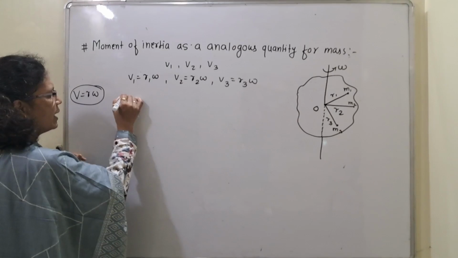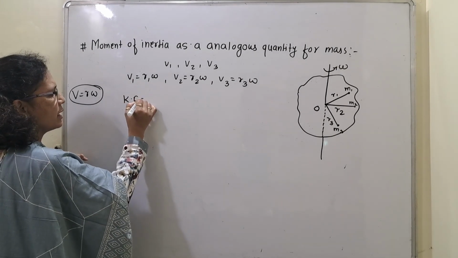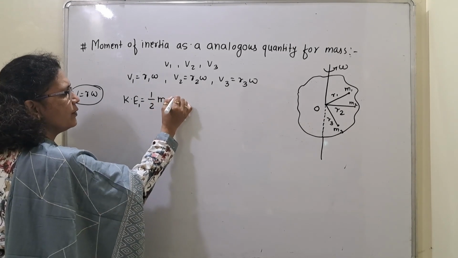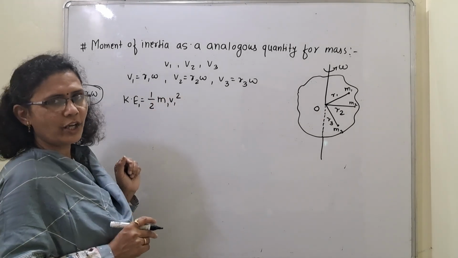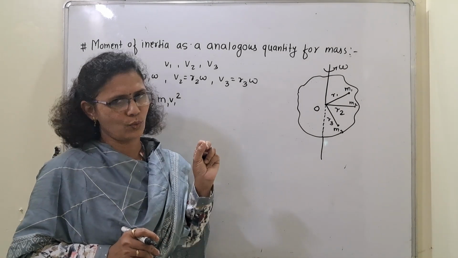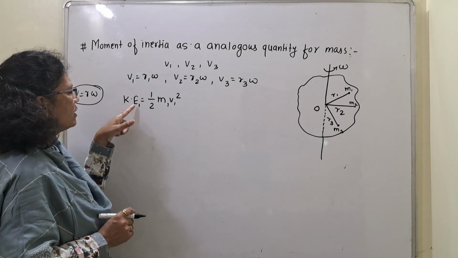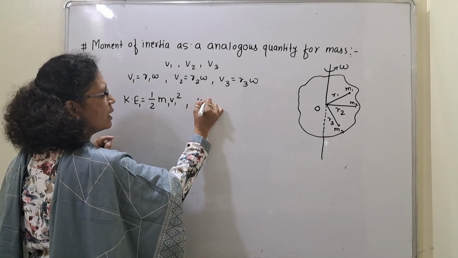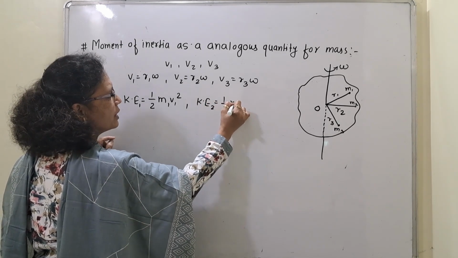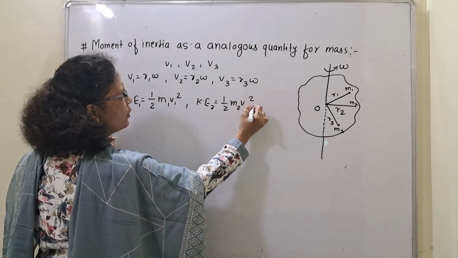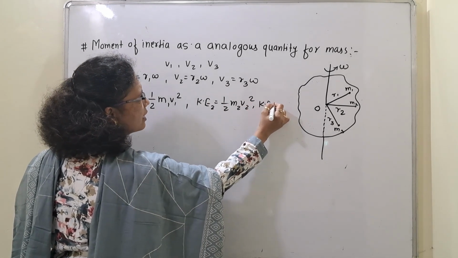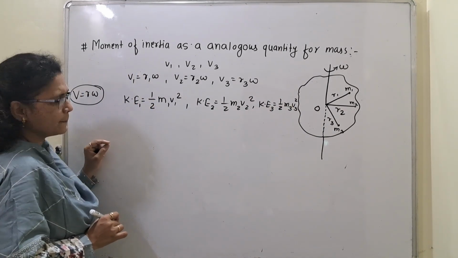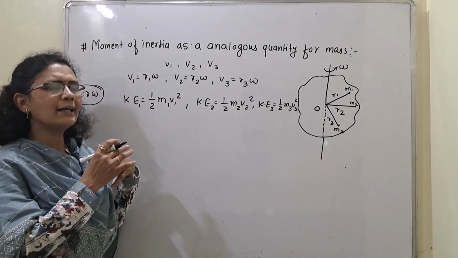Now we know that kinetic energy for these particles can be taken as KE1 if I take, then that will be 1/2 m1 v1 square. What is the formula for kinetic energy? It is 1/2 mv square. For the first particle, I can write kinetic energy is equal to 1/2 m1 v1 square. Kinetic energy for the second particle, I can take as 1/2 m2 v2 square. And for the third particle, KE3, that is 1/2 m3 v3 square.